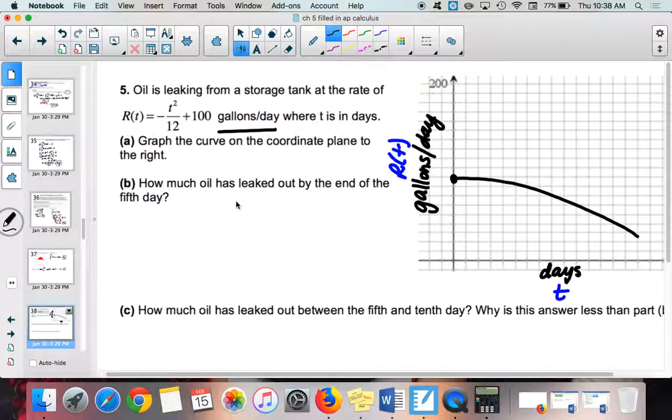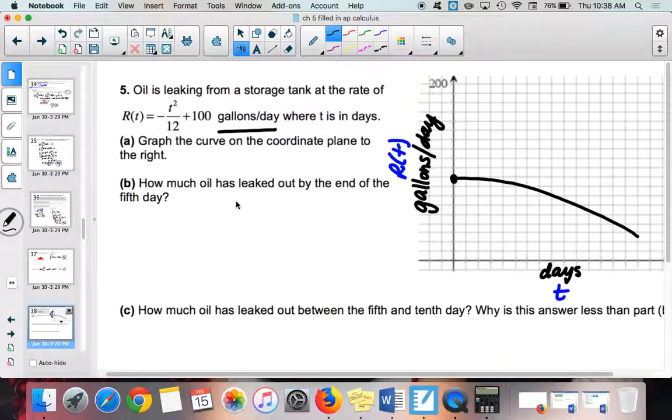So part B says, how much oil has leaked out by the end of the 5th day? Okay. So Mr. Crawley always says units are the key to life, and I agree with him. Units are the key to life. They're definitely the key to calculus. Okay, if I'm trying to say how much oil, what will my answer be in terms of? What units will I have? Gallons. Will I have gallons per minute? No, I'm going to have gallons.